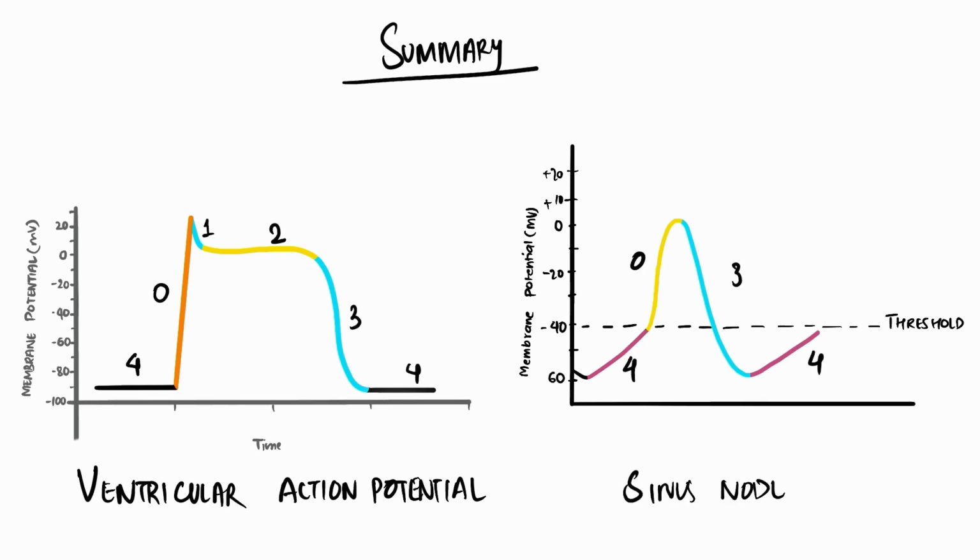Then we have the sinus node action potential, where we've got phase 4, that is slow depolarization, which is caused by leaky sodium channels that cause sodium to continuously leak into the cells. Then we have phase 0 depolarization caused by opening of L-type calcium channels. And finally, we have phase 3 repolarization, which is caused by closing of these L-type calcium channels and at the same time opening of potassium channels, causing the potassium to move out of the cells and bringing the resting membrane potential back to its minus 60 millivolts.